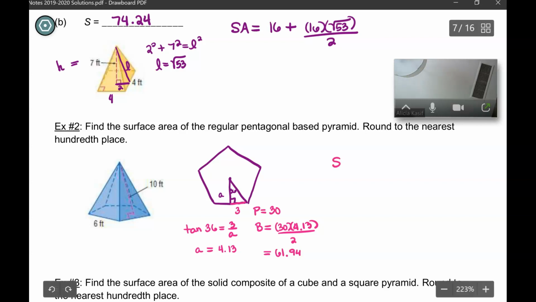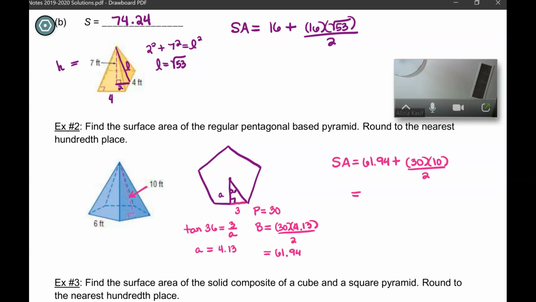So now my surface area, I have the area of the base plus the perimeter, which is 30, times the slant height, and they actually provide that to us, so that's 10. I want to divide by 2. So we have 61.94 plus 150. I get 211.94, and that's going to be square feet.